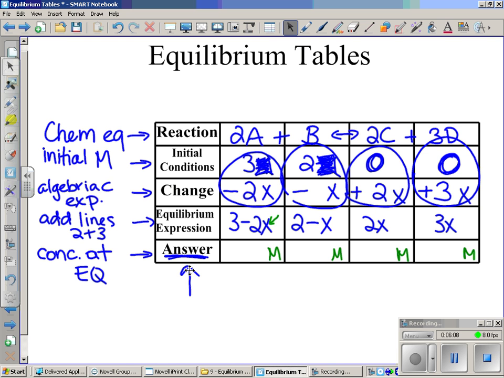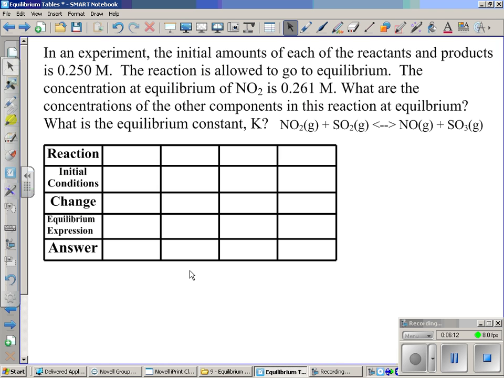Obviously, this was all just made up information to give you the basic idea of what it was going to look like. So let's start with this problem. It says, in an experiment, the initial amounts of each of the reactants and products is 0.250 molar. The reaction is allowed to go to equilibrium, so that's telling you the 0.25 molar was before equilibrium. The concentration at equilibrium of NO2 is 0.261 molar, and they want to know what are the concentrations of the other components in this reaction at equilibrium, and also what is the equilibrium constant.